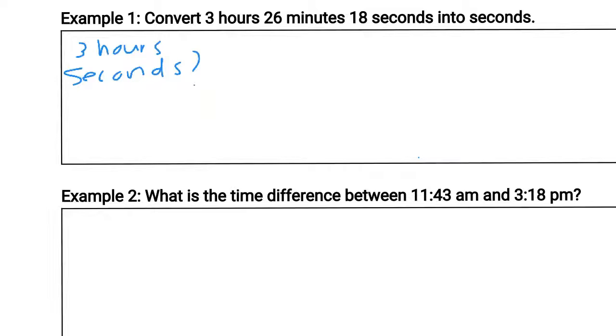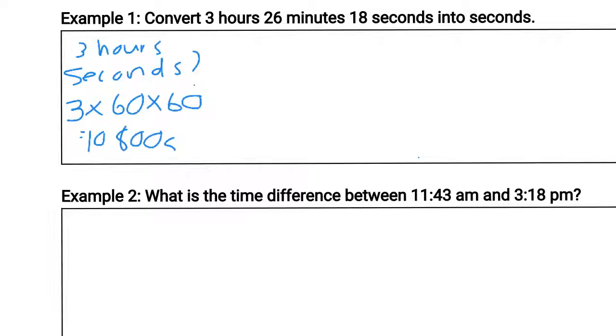I know that in an hour there are 60 minutes. So if I want to start by finding the number of minutes in 3 hours, I could multiply 3 hours by 60 minutes for each hour. I could also then multiply by 60 again, because there are 60 seconds in each of those minutes. When I do that, 3 times 60 times 60, I end up with 10,800 seconds. So there are 10,800 seconds in 3 hours.